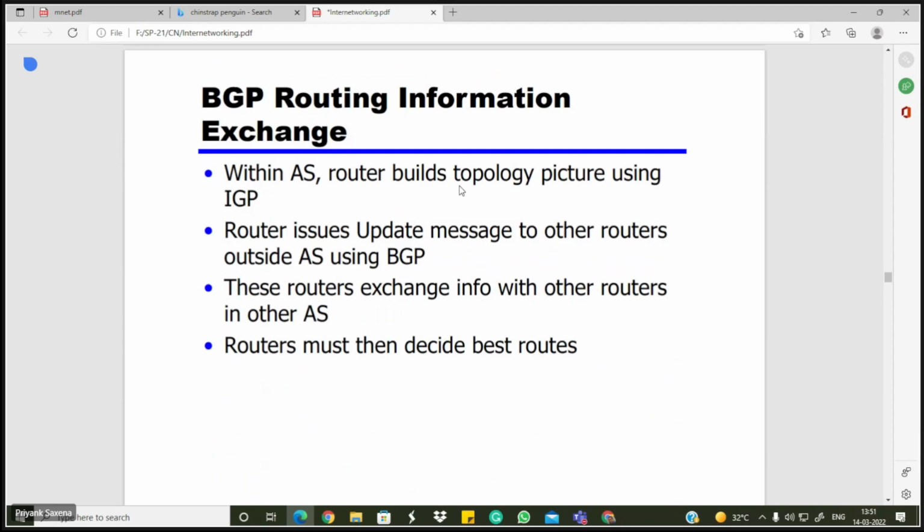So within AS, router builds topology picture using IGP, means interior routing protocols, right? Router issues update messages to other routers outside AS using BGP. So IGP means Interior Gateway Protocol, and BGP means Border Gateway Protocol. Those routers exchange info with other routers in the AS. Routers must then decide best routes.